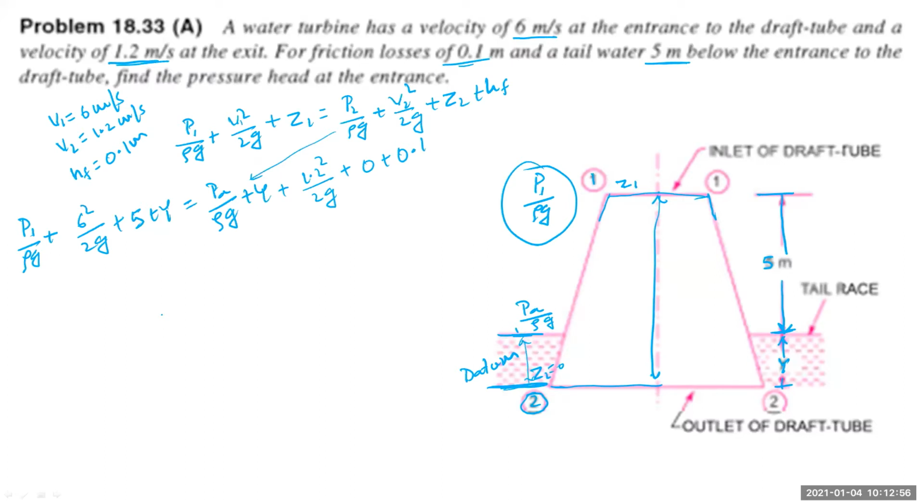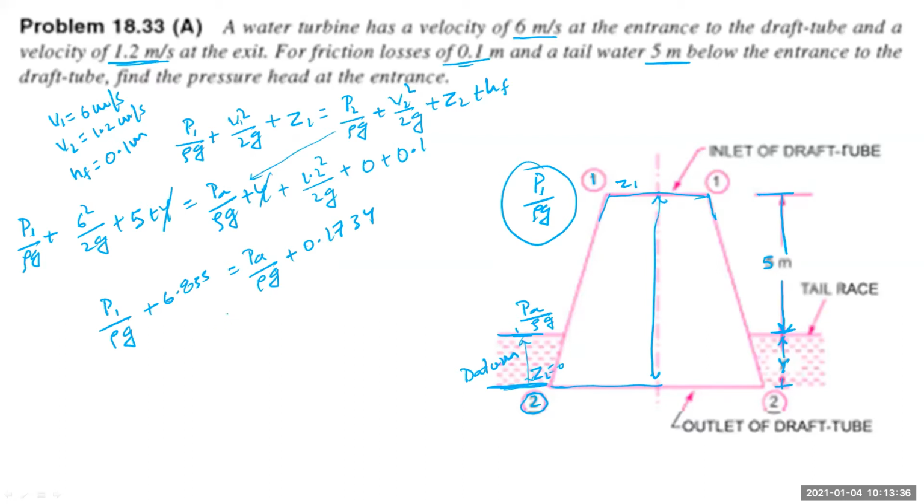Okay. When you solve it, you will get a simplified relation as P1 upon rho g plus 6.835 equals PA upon rho g plus 0.1734. Here you can see on LHS we have y, on RHS we have y. So they will be cancelled out, and the rest you have to do simple calculation. So you will get this value.